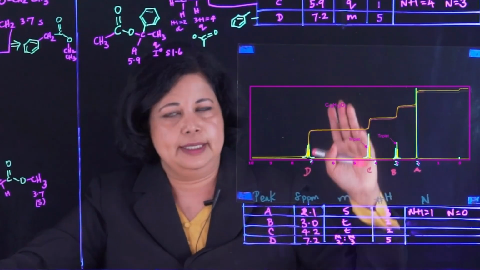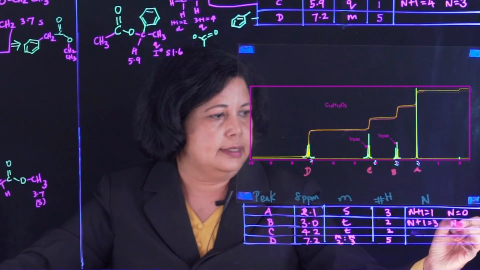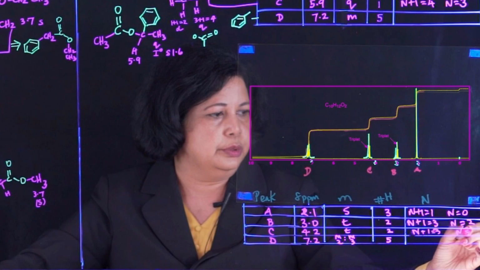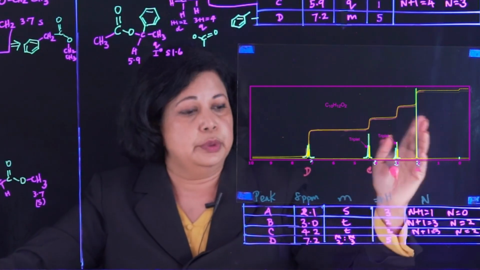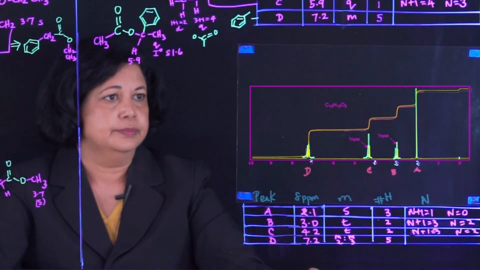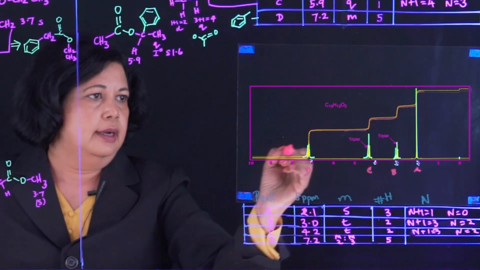So here's a triplet. Triplet is 3, so N plus 1 is a 3, N is 2. So both these have 2 hydrogens here, and they also have 2 hydrogens as neighbors, and here's a 5 multiplet on a benzene. So here we have 3 shielded, 2 de-shielded.